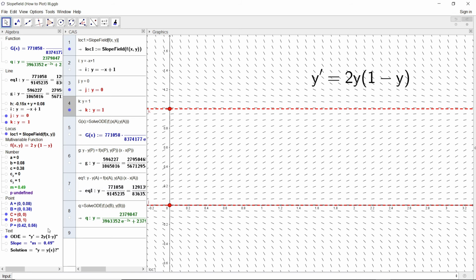Let's take a point near the critical point 0. Since 0 is a repeller, we see that the solution is moving away from the constant solution y equals 0 from either side. The solutions are moving away.